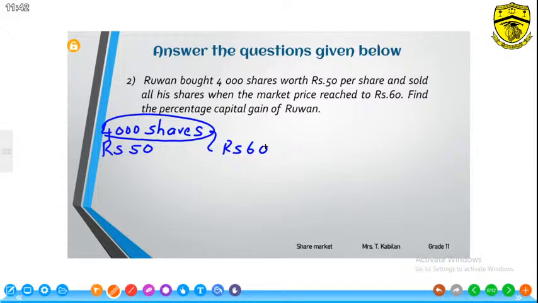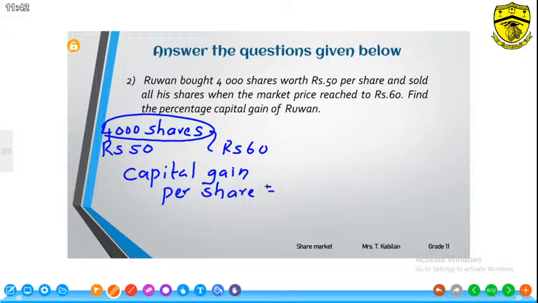How do we find the percentage capital gain? I already told you the easiest method is finding the percentage of capital gain through the capital gain per share, which is easier than any other method. Right? Okay. First of all, we need to find the capital gain per share. Right? Capital gain per share. Okay, how do you find the capital gain per share?